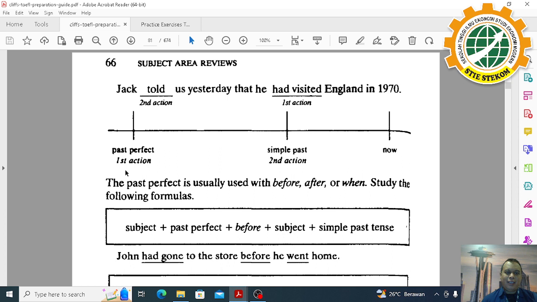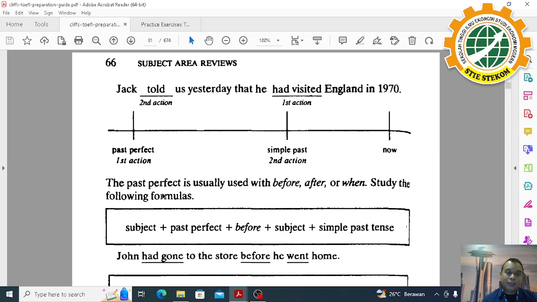Jadi he went home ya. It's the second action ya. He went home, but the earlier action, kejadian yang sebelumnya dia pulang adalah he had gone to the store. Dia awalnya pergi ke store dulu dan baru pulang, tapi dalam bentuk lampau. Okay. Next one.